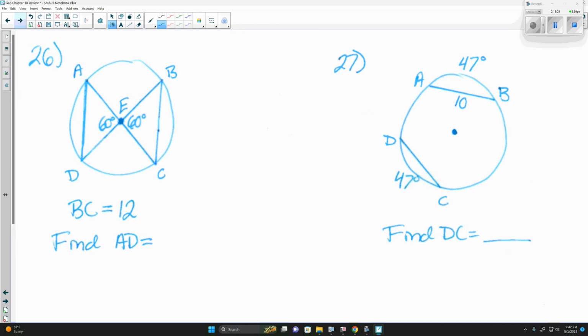26. Well, if the central angles are congruent, it means these arcs are also 60 degrees. Therefore, AD and BC must be congruent, and if one is 12, the other has to be 12. So DC would be 10, since AB was 10, and it shares its arc is 47, DC's arc is 47, therefore chord AB has to be congruent to DC. Questions on this here?